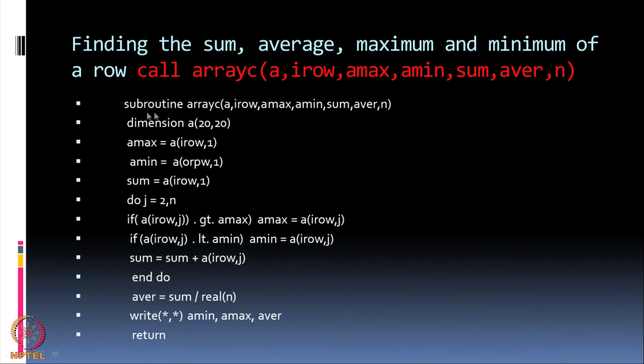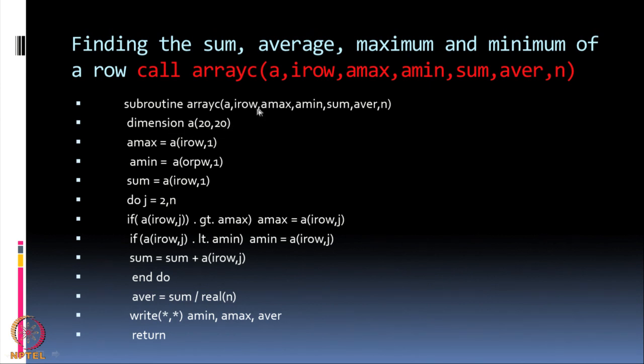Once I call this subroutine ARRAYC, it will go to this particular subroutine. So, in the main program it is a call statement, ARRAYC. In the subroutine the first line is SUBROUTINE ARRAYC (A, IROW, AMAX, AMIN, SUM, AVERAGE, N). Whatever these objects are, 1, 2, 3, 4, 5, 6, 7, if there are 7 objects in the call, exactly 7 objects should be there. And since A is a matrix, I have given a dimension here, DIMENSION A(20,20).